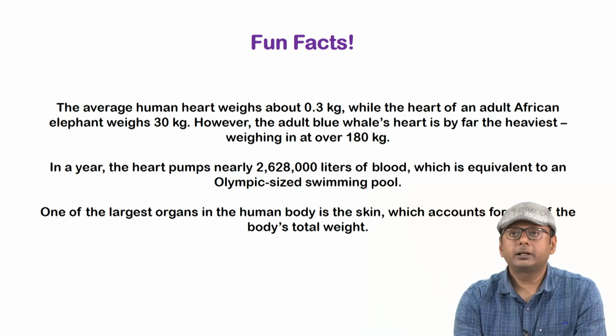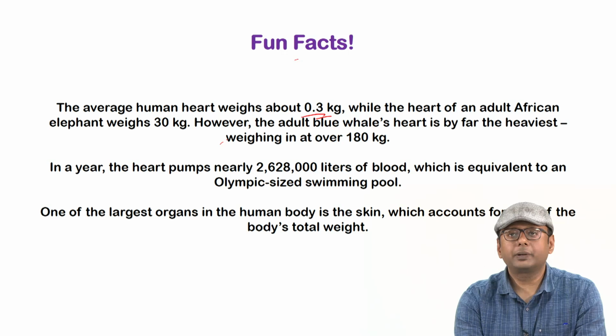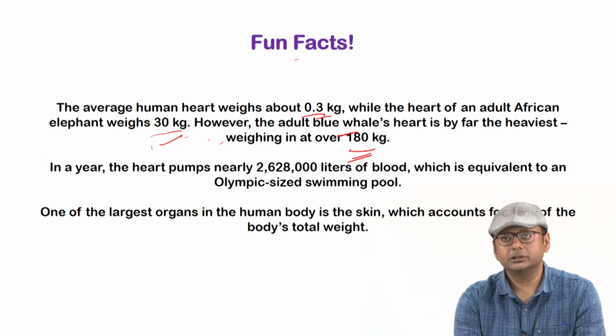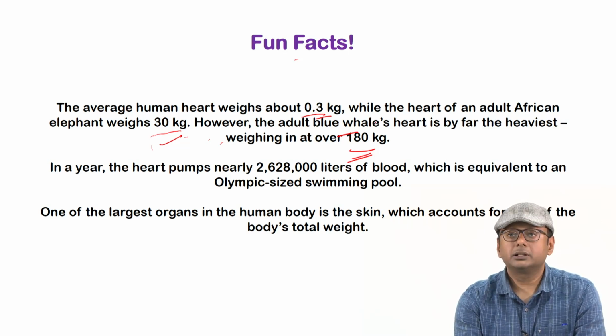Last few things: our average human heart weighs about 0.3 kg, while an adult elephant heart weighs about 30 kg. So you can see the difference, the elephant heart weighs almost 100 times more than a human heart. And for a blue whale, the heart weighs about 180 kg. So you can understand the difference. Of course, there is a weight difference between all those mentioned organisms.